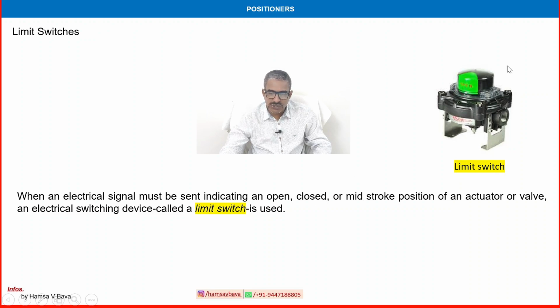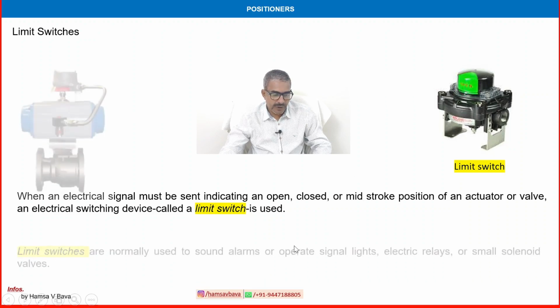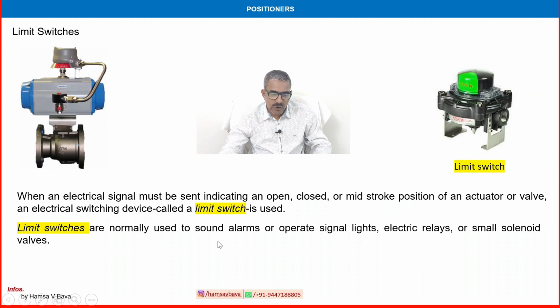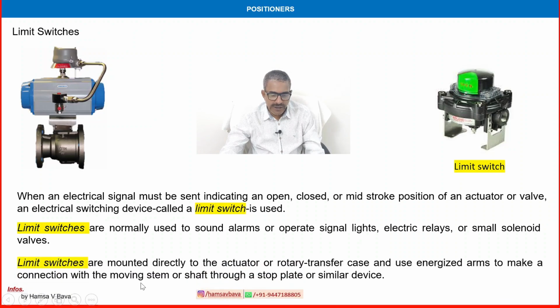That is why the limit switch is electrically operated. Limit switches are normally used to sound alarms or operate signal lights, electrical relays or small solenoid valves. This is another picture of limit switches. Limit switches are mounted directly to the actuator or rotary transfer case and use energized arms to make a connection with the moving stem or shaft through a stop plate or similar device.